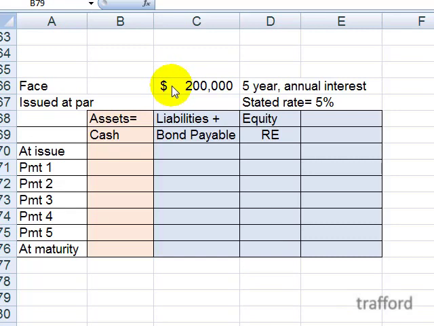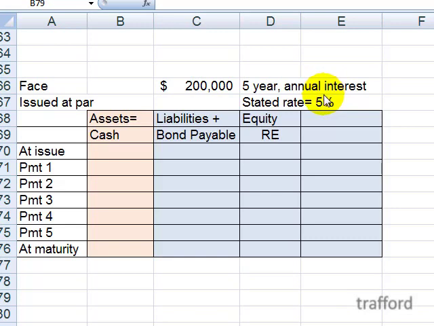This bond is promising to pay interest at a stated rate of 5%. Again, that's stated right on the face of the bond. In order to simplify things, we're going to keep the maturity period for this bond short, 5 years, and instead of the more usual semi-annual interest, we'll just do our computations using annual interest. That way we can see the progression of the entire life of the bond, what the accounting would look like.